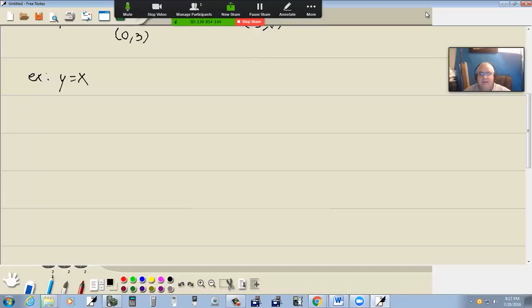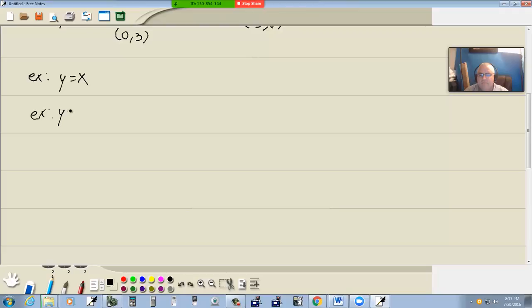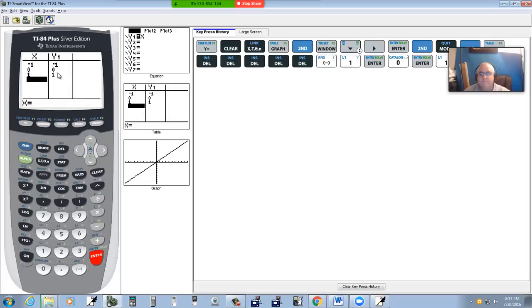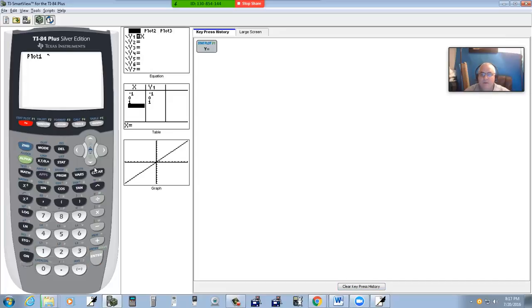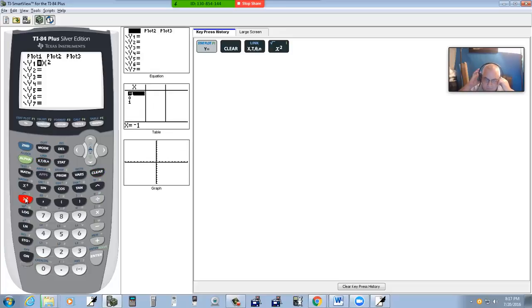Now let's take a look at y is equal to x squared. I'm going to go back to my y equals, press clear, I do my x key and push my x squared, and you see when you do the x squared, it doesn't put the x on there. All it does is put the squared on there. So that's why you have to push the x key first, and then push graph. And then that would be our graph.